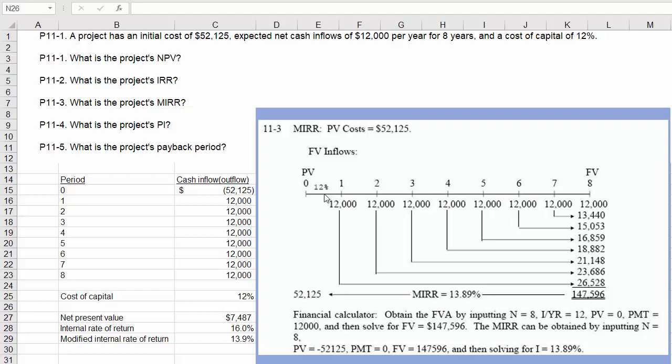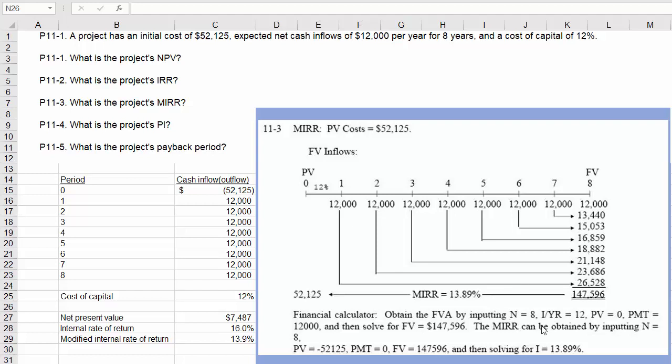And of course, you could use a different interest rate to show the investment, the reinvestment rate, that would be the future value. And then you could use the discount rate or the cost of capital to bring it back. But of course, we're using the cost of capital for both. But that's mathematically how you could solve it.